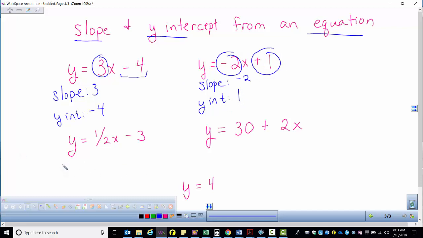Our next equation, our slope is a fraction this time, so be careful when they're fractions. The coefficient of x is 1/2, so you would put 1/2, and your y-intercept is negative 3.